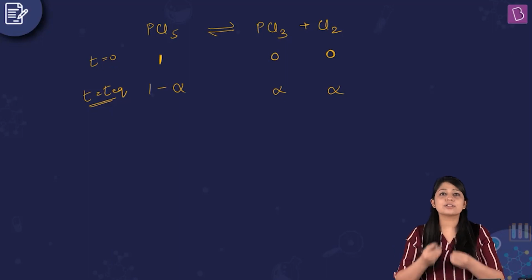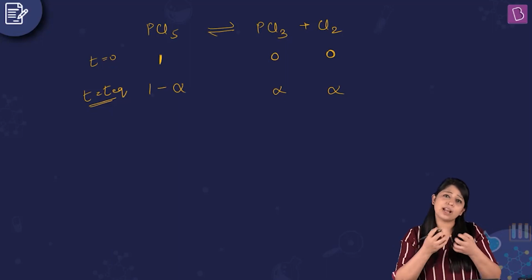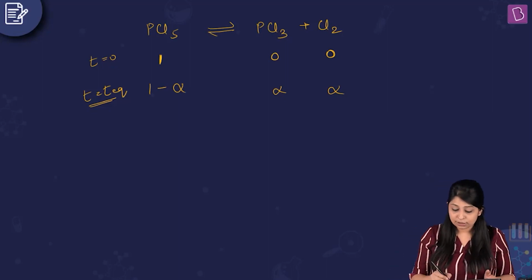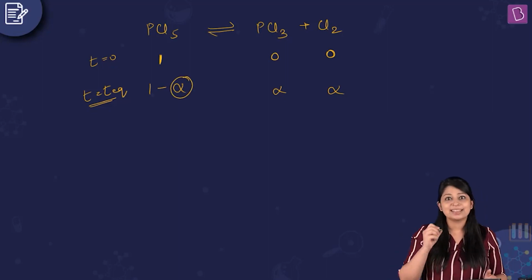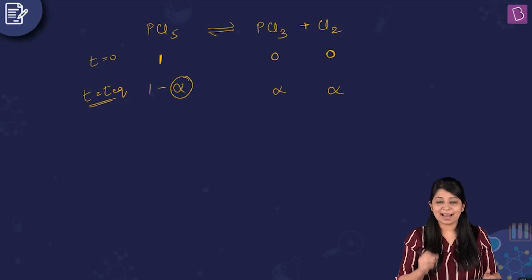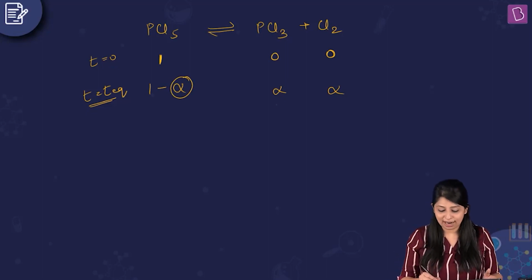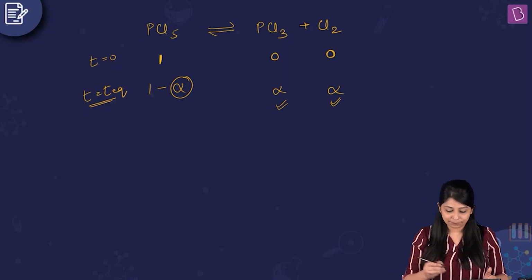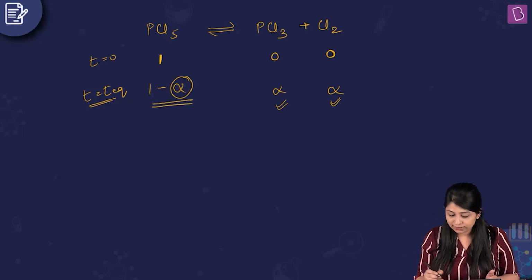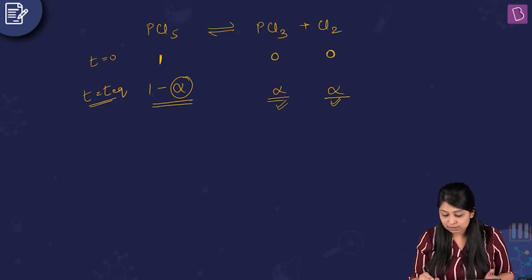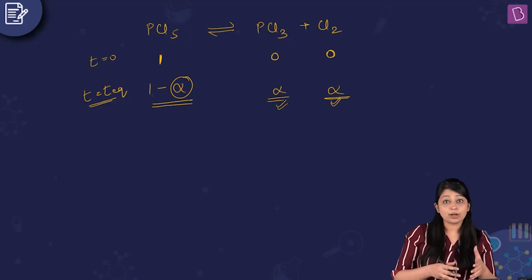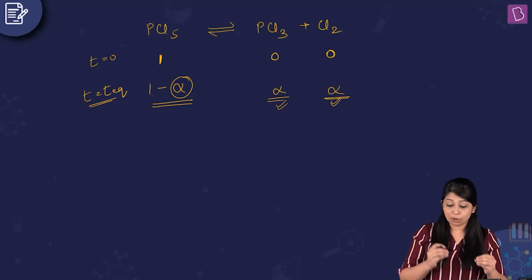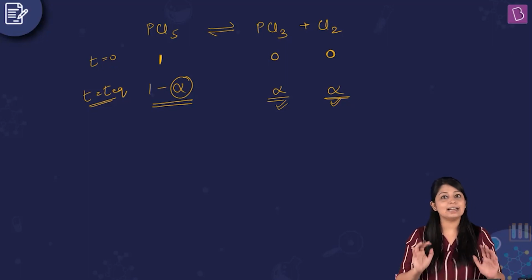However, a fraction of the number of moles, a fraction of PCl5, is going to dissociate. If that fraction is alpha, then PCl3 and Cl2 will also be alpha formed at equilibrium. So now we have got the number of moles of products and reactants at equilibrium.